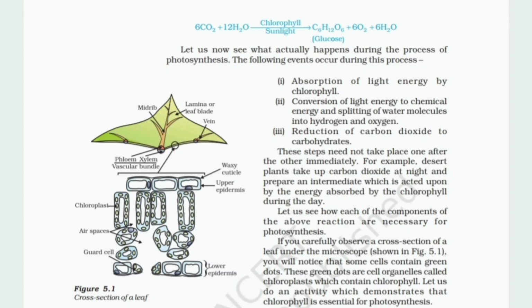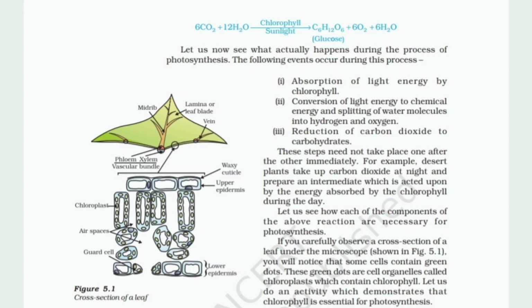Let us now see what actually happens during the process of photosynthesis. The following events occur during this process. 1. Absorption of light energy by chlorophyll. 2. Conversion of light energy to chemical energy and splitting of water molecules into hydrogen and oxygen. 3. Reduction of carbon dioxide to carbohydrates. These steps need not take place one after the other immediately. For example, desert plants take up carbon dioxide at night and prepare an intermediate which is acted upon by the energy absorbed by the chlorophyll during the day.